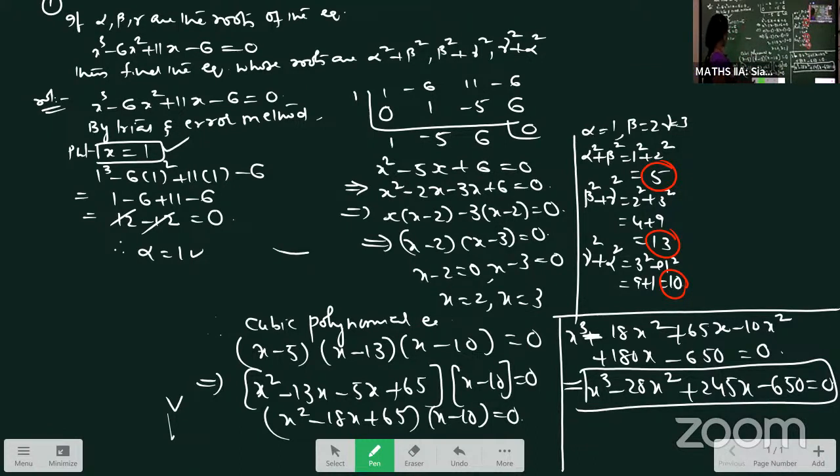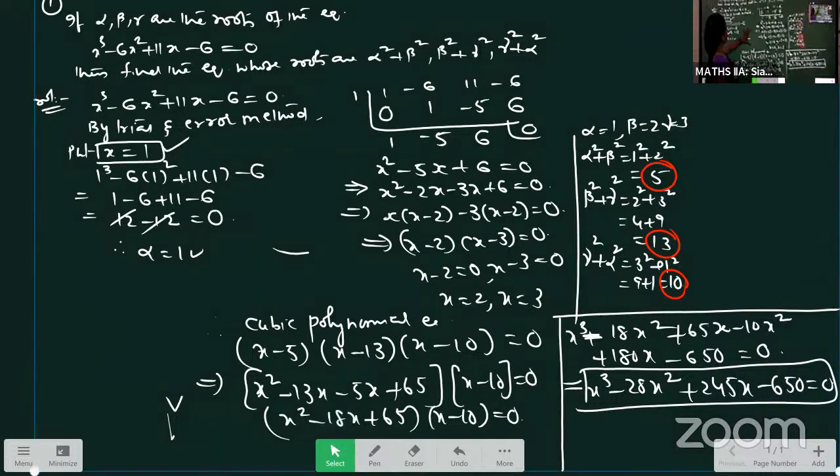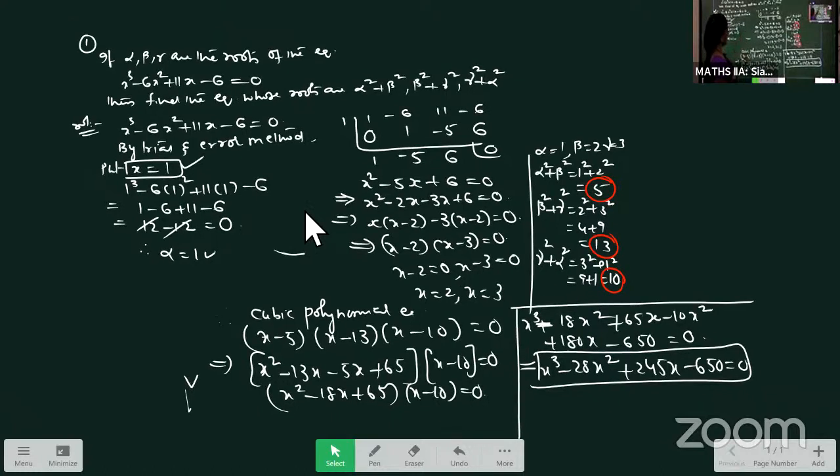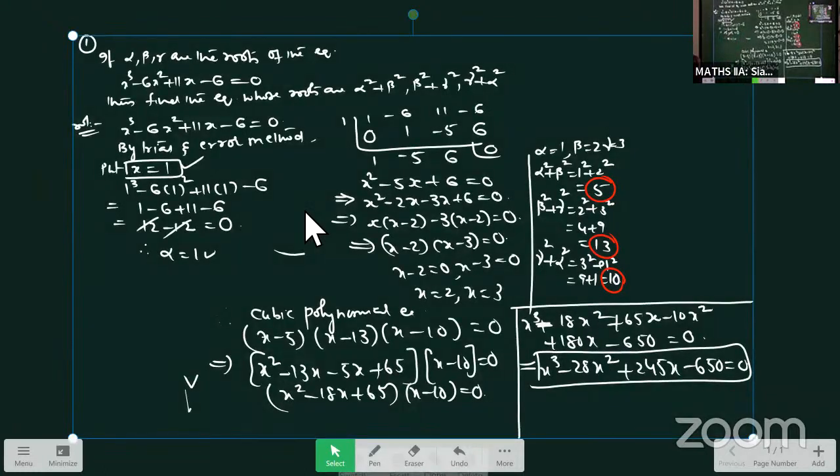So wait for a while. I'm shortening this one. Just to go through once.